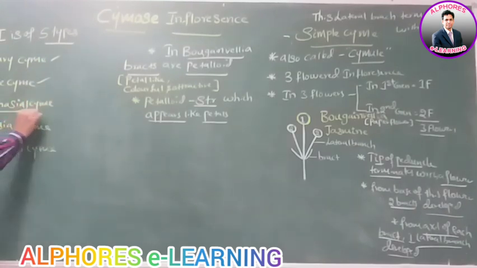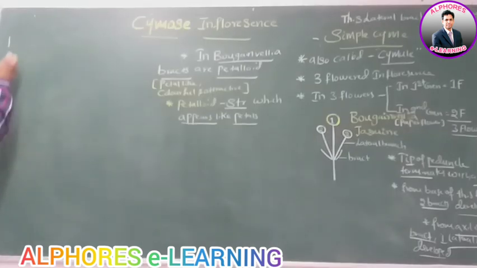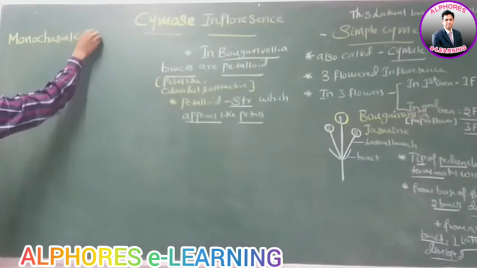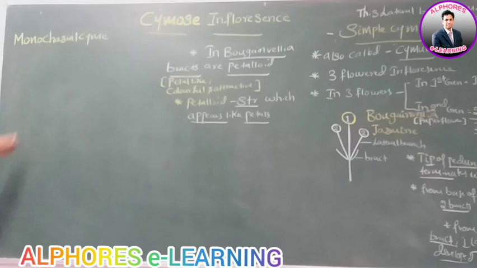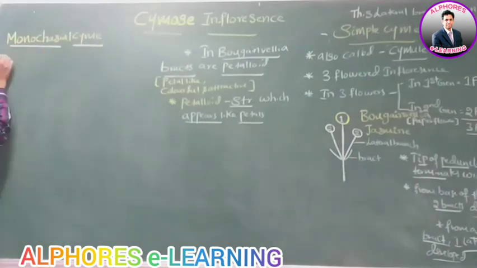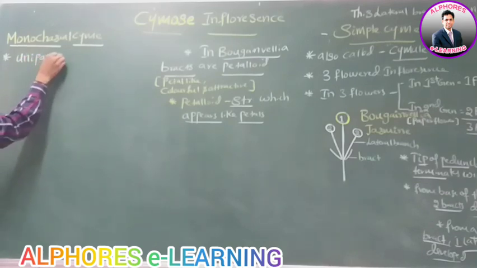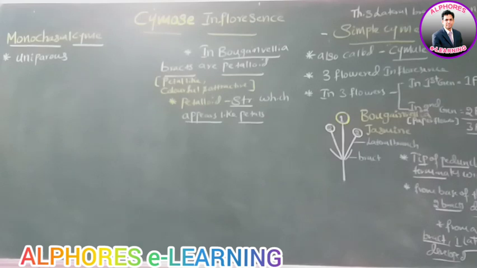What's our monochasial cyme? What is it? Monochasial cyme, right? Go for monochasial cyme. Sir, monochasial cyme is also called uniparous. Uniparous. Okay. Now see here. Sir, this is a peduncle, sir. What is this one? Peduncle.